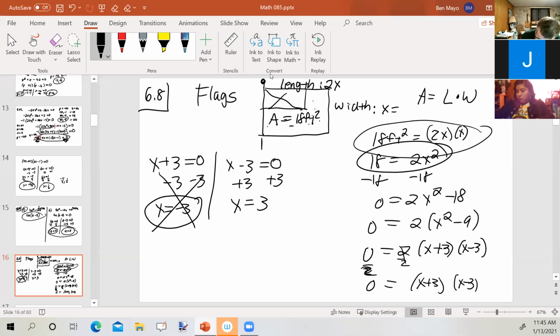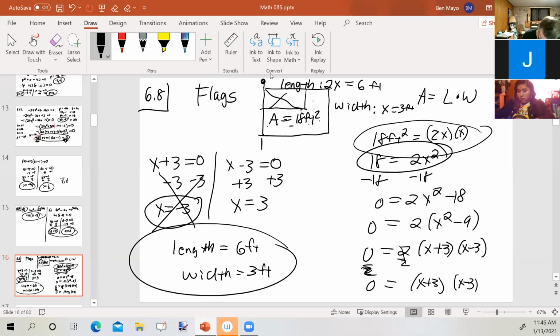Since the width is x, the width is going to be 3. The length is 2 times 3 or 6. However, we need units, which were feet. So the length is 6 feet and the width is 3 feet. Be sure to include the proper units on the answers. Sometimes in WebAssign, it has a box for the number and the units written outside already, but just make sure that if they're not there and you need them, you do include them.